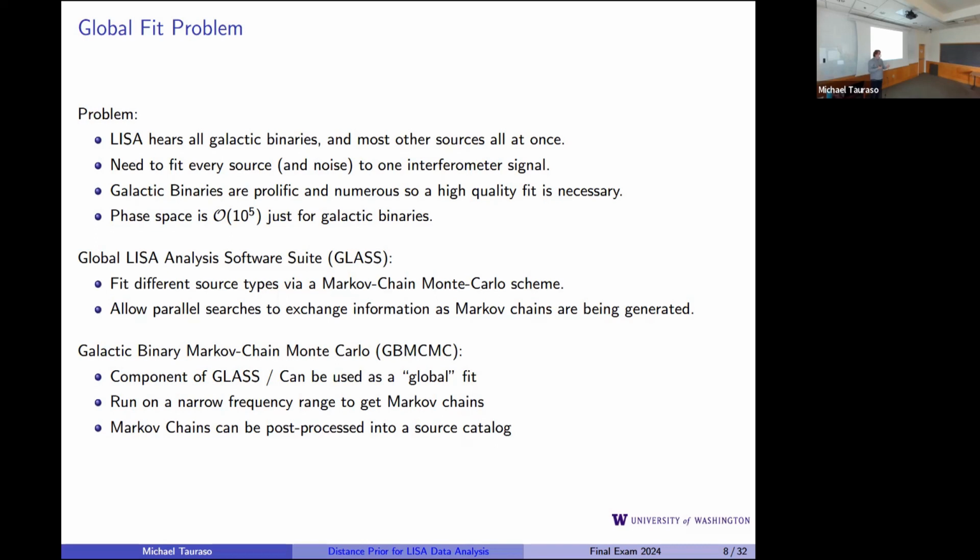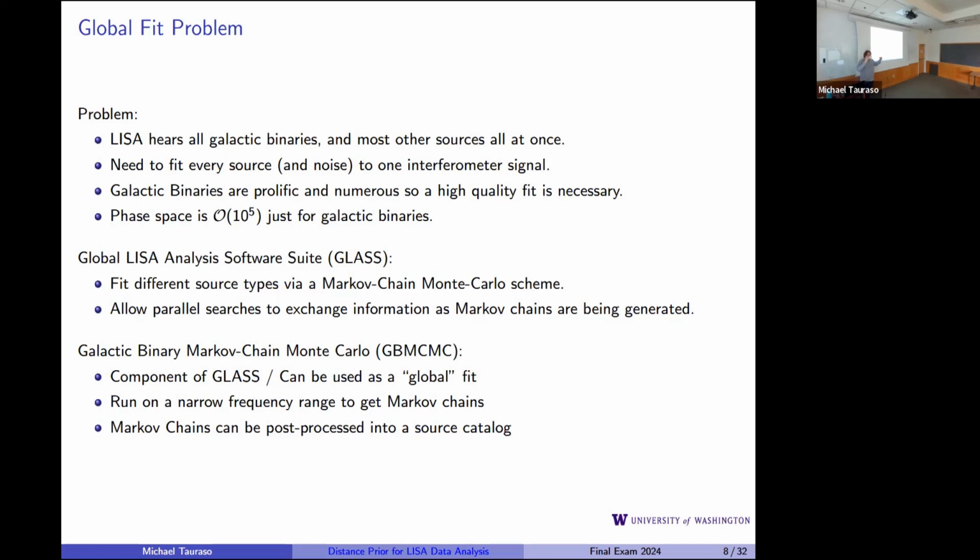And the phase space of our pi function, like how many parameters we actually have to put into that X in order to calculate a posterior, is somewhere around 10 to the 5. Thinking like 10 to the 4 galactic binaries plus 8 parameters per galactic binary gets you to about 10 to the 5. And that's just for the galactic binaries. I'm not talking about any of the other sources. We also don't know how big that number is. We don't actually know how many sources there are, so we have to figure that out as well.